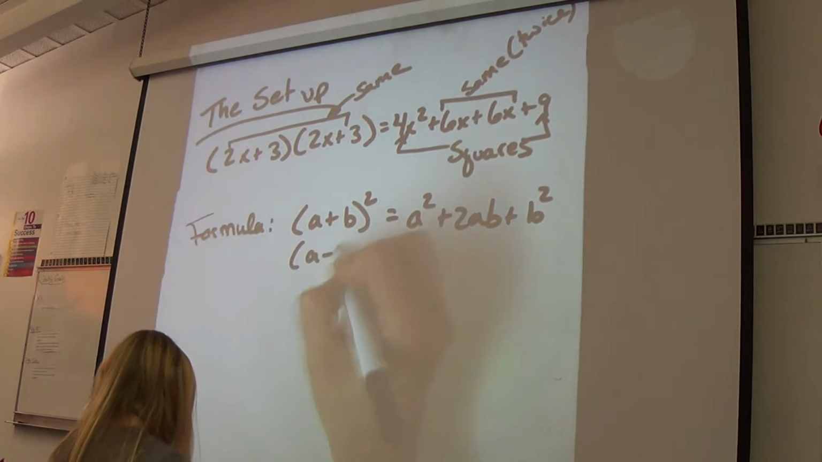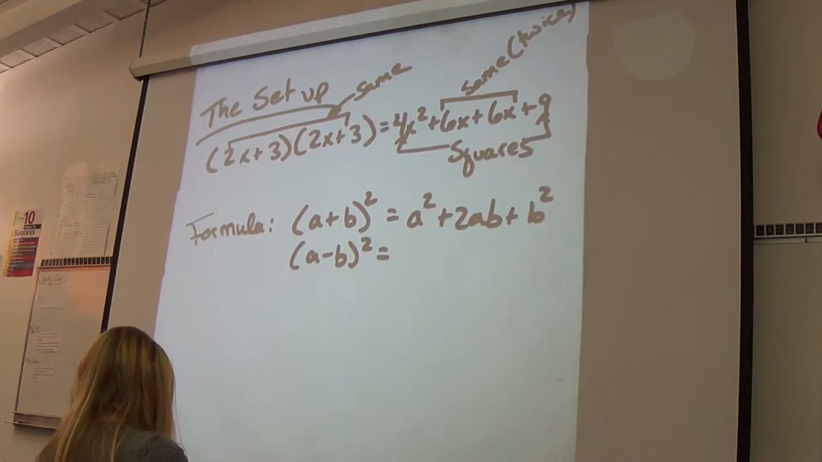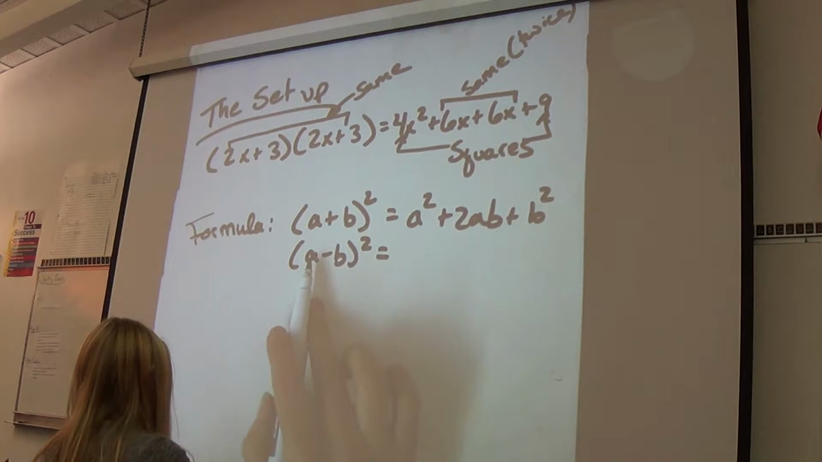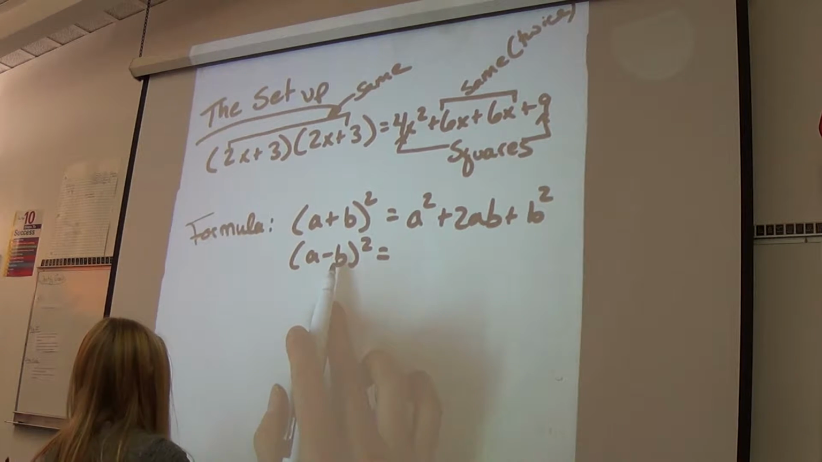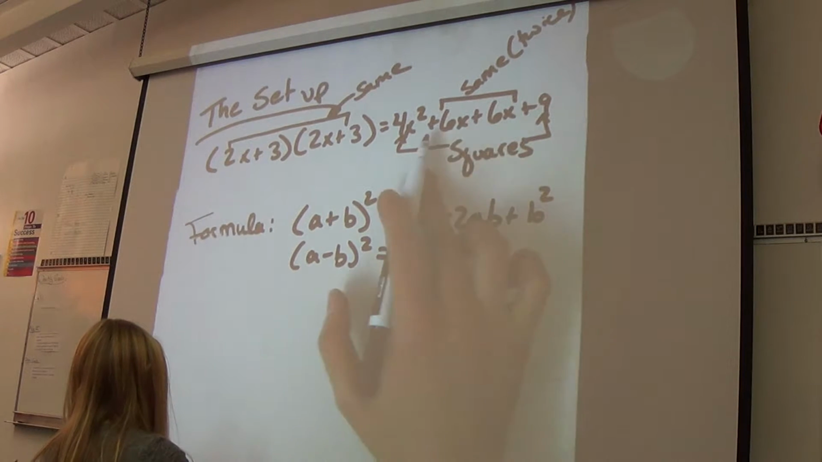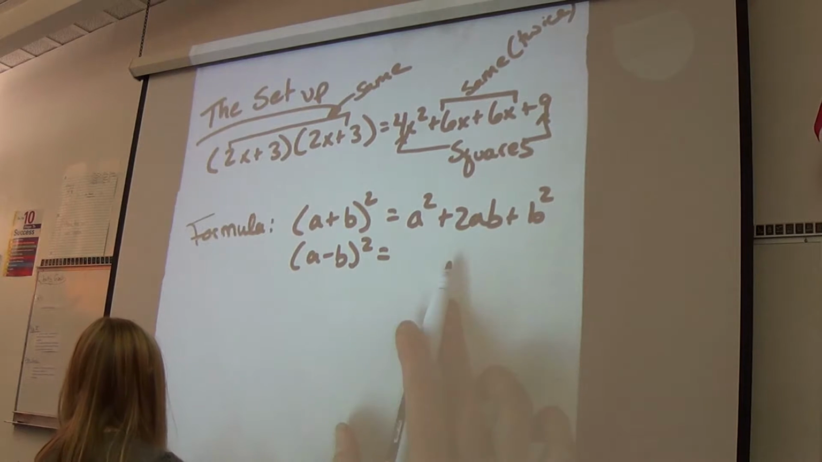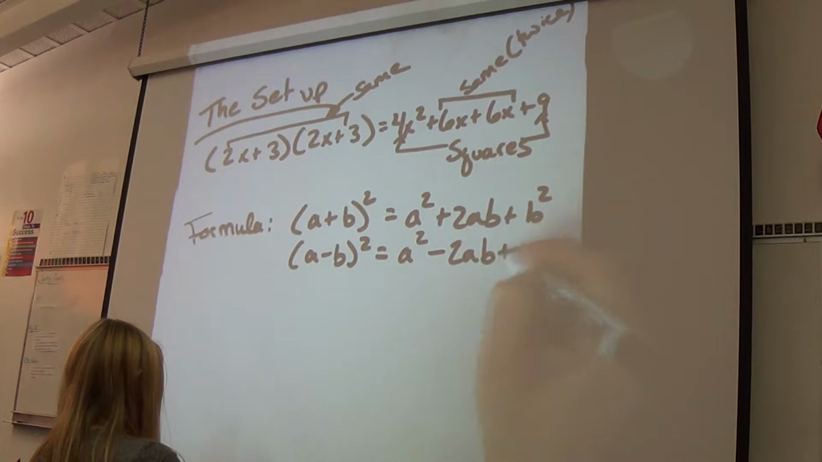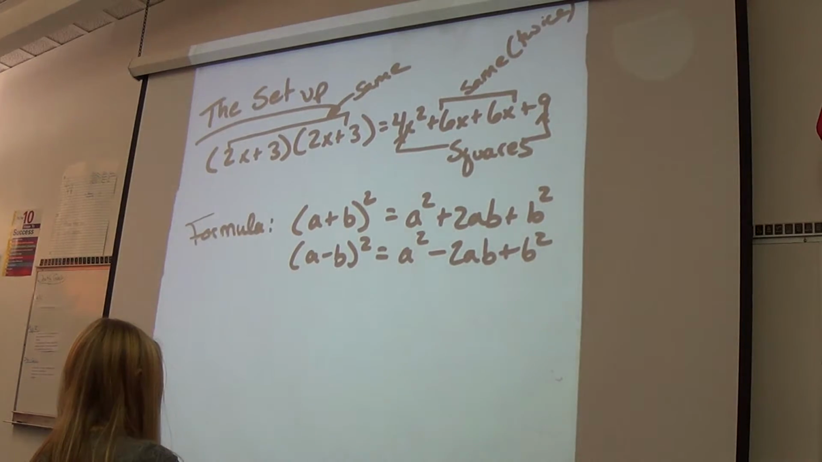Now, if you notice, the difference between number 1 and number 2 on the warm-up was one had a plus and one had a minus when we distributed. And the only difference was instead of having two positives, we had two negatives here. So the only difference in the formula, you still get the squares, but that number in the middle will come out to be a negative number because you had a negative in the parentheses.